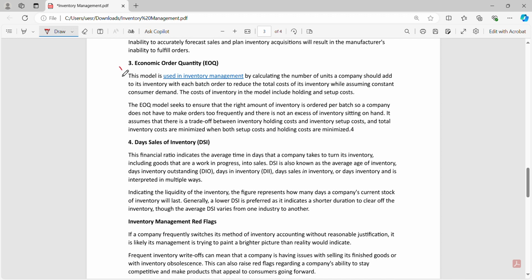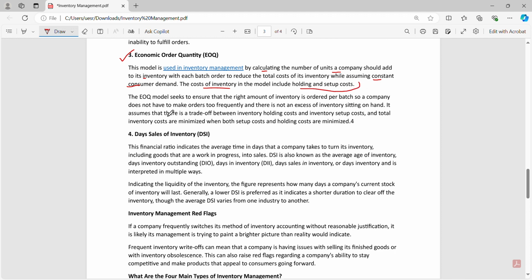Third one is economic order quantity. This model is used in inventory management by calculating the number of units a company should add to its inventory with each batch order to reduce the total cost of its inventory while assuming constant consumer demand. The cost of inventory in the model includes holding and setup costs.